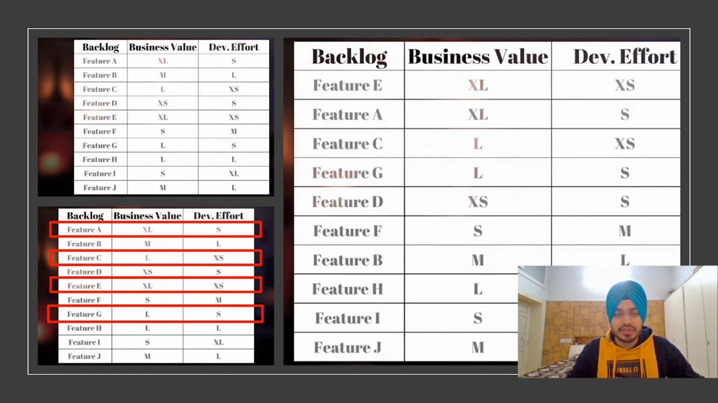So we are using this method, with sizes like XL, M and others. Suppose feature A would be delivering XL value, and the development effort needed to complete it would be S. So this would be done at the starting, because it would take very little time to complete and it would deliver immense value to the project. If we deliver that, then the clients will be much happier. So accordingly, we will prioritize it.